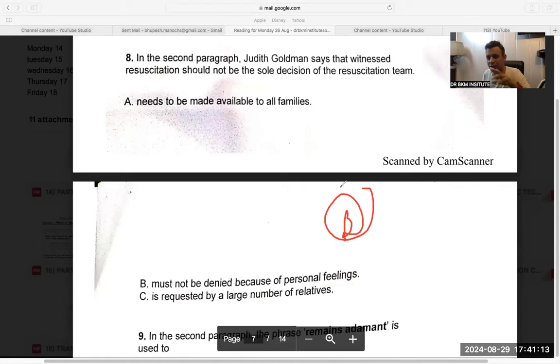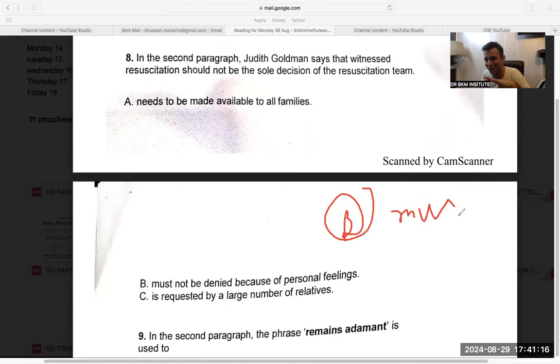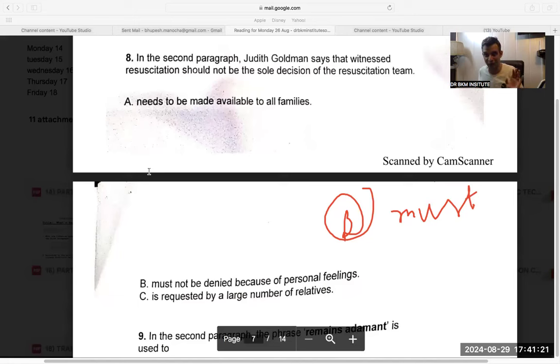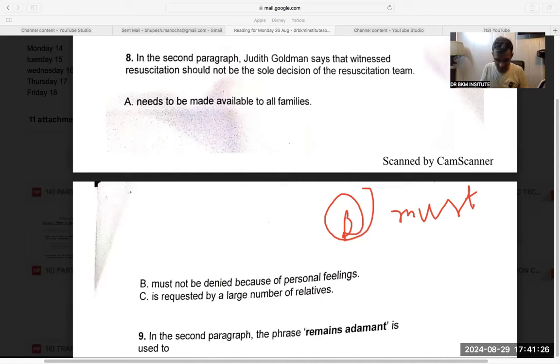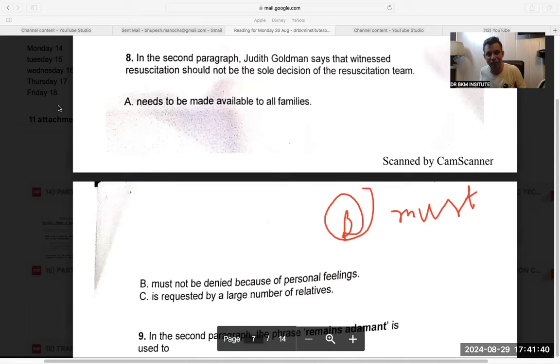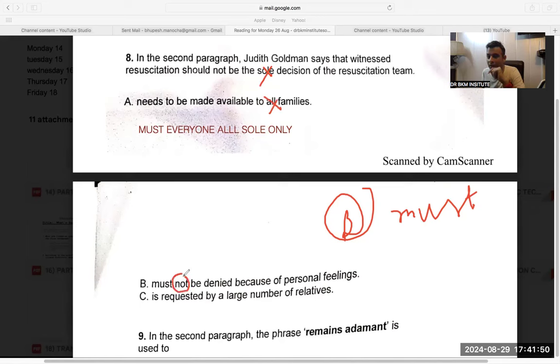Normally we say eliminate words like must because it is also a strict word. But now, by chance, we are recording this video, so I'm going to tell you the best thing of the world. Most of the time we eliminate strict words like must, everyone, all. That is why we eliminated this all word. What does sole mean? Only. So the word only is also a strict word. We are eliminating. Again, we are following the same rules. All eliminate, sole eliminate. But when these words come with not, they become the best option.